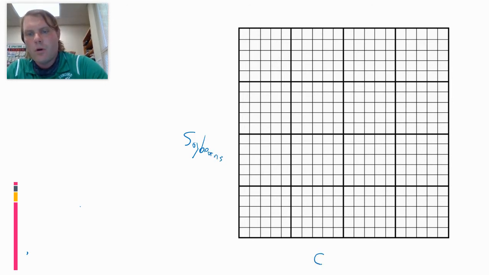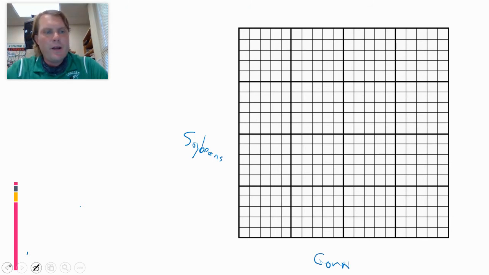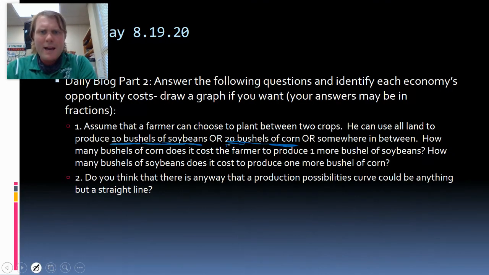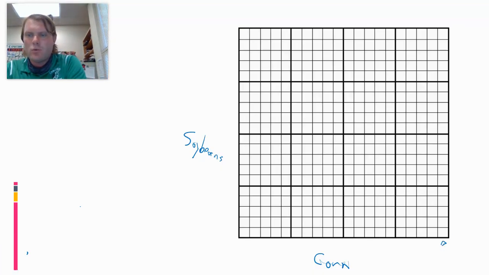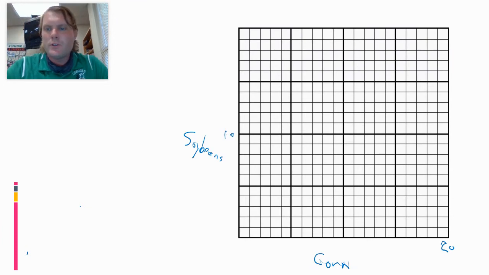And I'm going to put corn down here. All right. And from there, I got to double check. Okay, I can make 20 bushels of corn. I'm going to label it 20 right there, or 10 bushels of soybeans. Okay, so I'm just going to label those graphs right there. I'm going to make it easy.